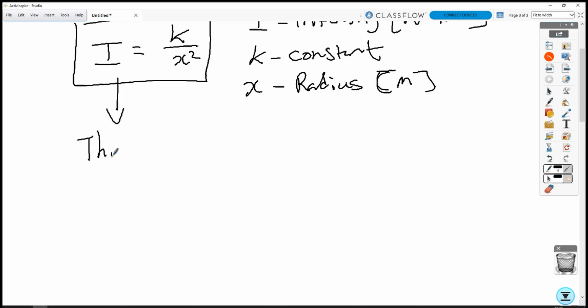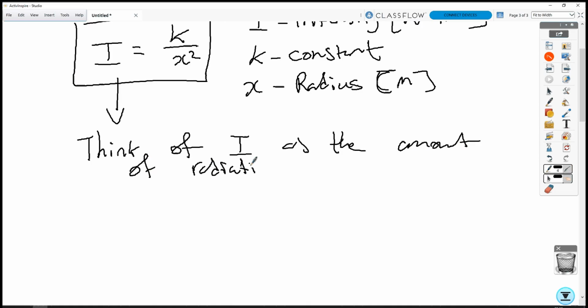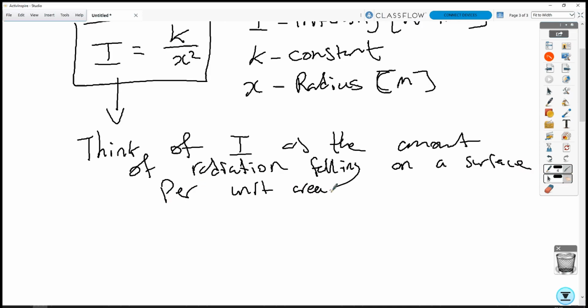So we can think of intensity as the amount of radiation falling on a surface per unit area per second. So in other words, how many of these photons are actually landing upon that surface? Because every time a photon lands, some energy is given.